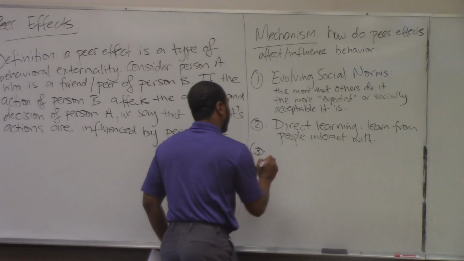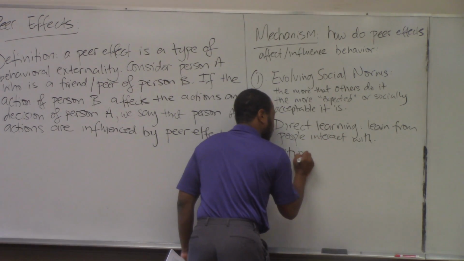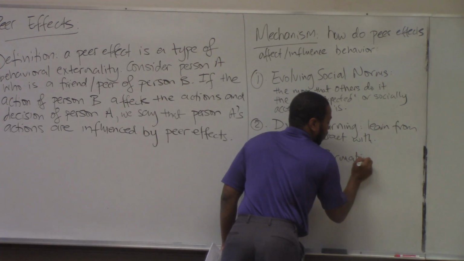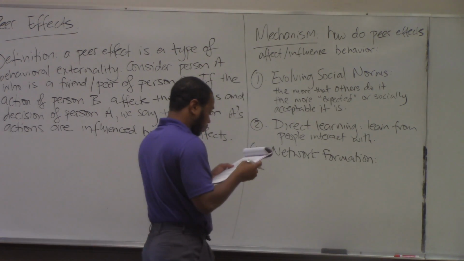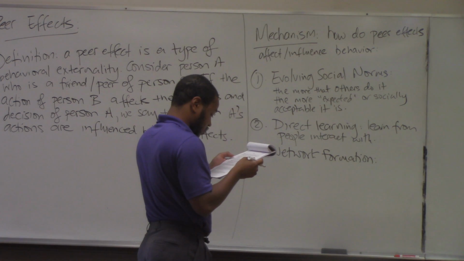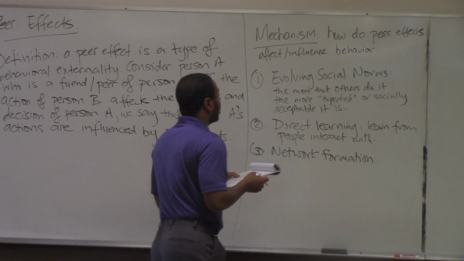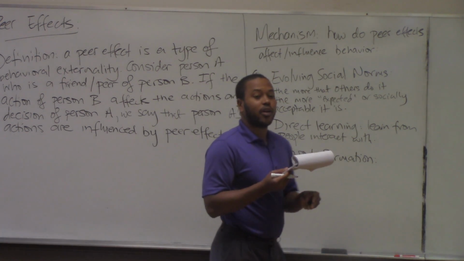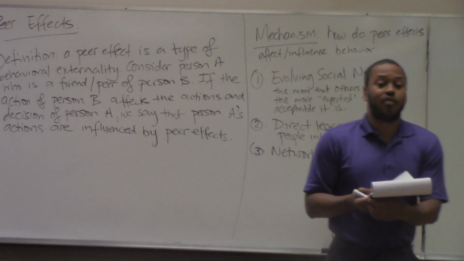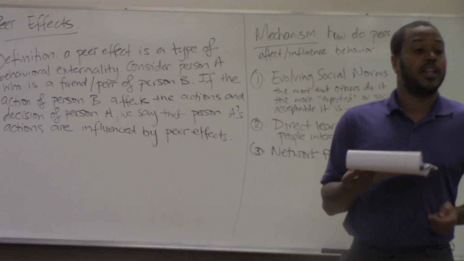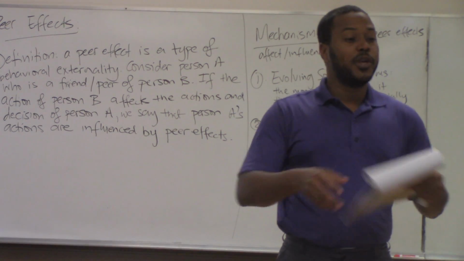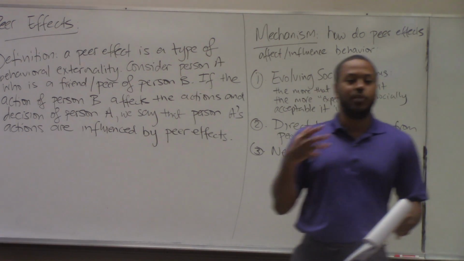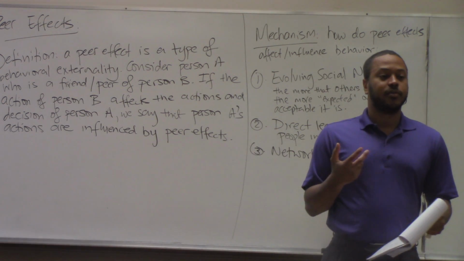And the third one is network formation. The way that we think about network formation is just by virtue of being around these people, you develop social ties, you develop social bonds with them. You become a part of this Clemson family, right? And then there's certain things that we as Clemson people do together, right?